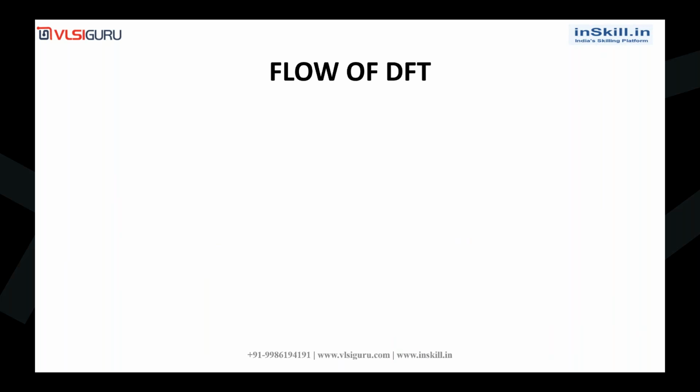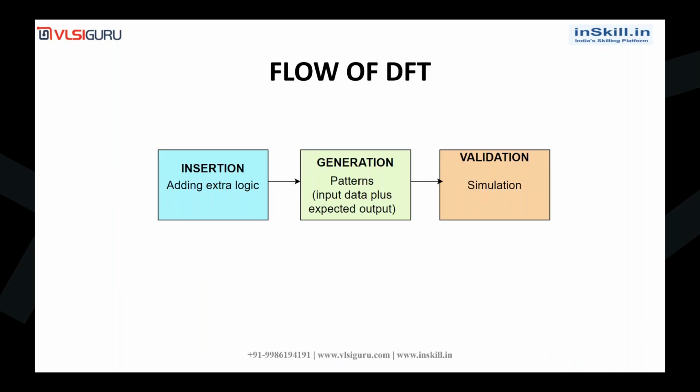And what is the flow of DFT? First we have the insertion phase. During the insertion phase, we insert our own test structures into the design, like scan insertion, MBIST insertion, boundary scan insertion. Then we have the generation, where we generate the patterns, consisting of the input data and the expected output. Then validation is done using simulations. We'll get a brief idea of what simulation is in the upcoming slides.